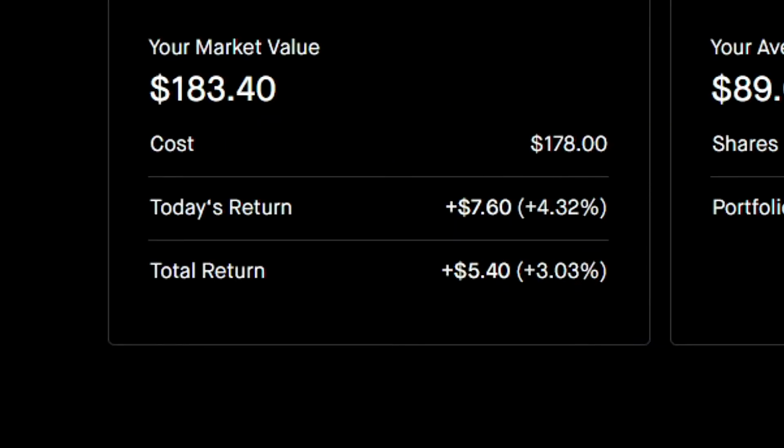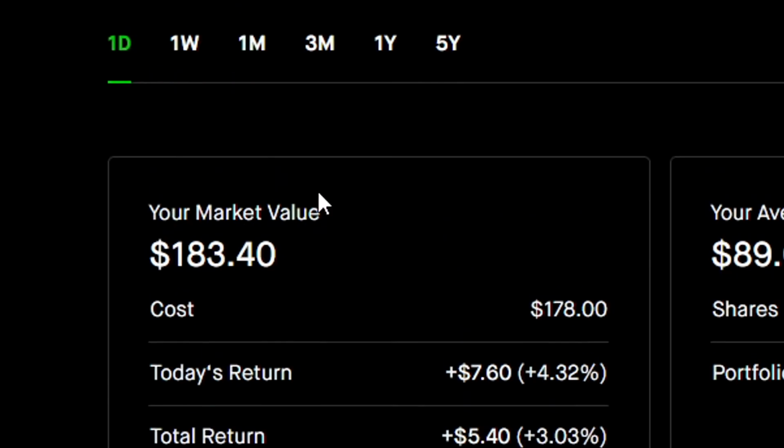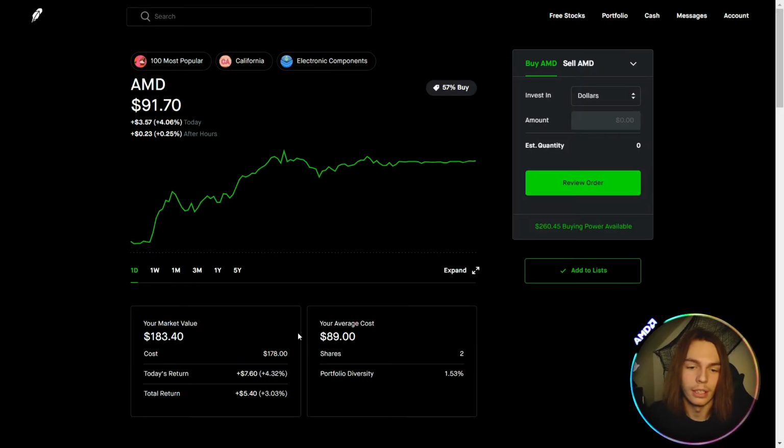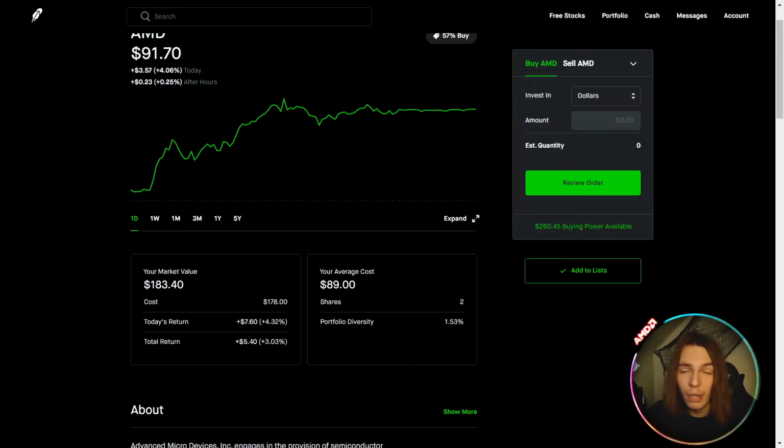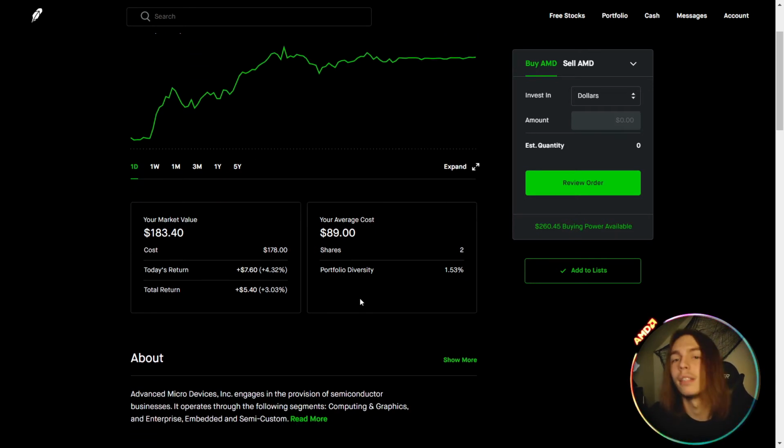And then my market value, pretty much if I sold it as of right now, it would come out to be about $183.40. So I would be making a little bit of money, total of $5.40. So I mean that's a small return, but it's a return. It's not bad. I can't complain about that. But this is my investment. This is not something that I'm trading. So I'm going to be holding this for quite some time, and then possibly buying into more.